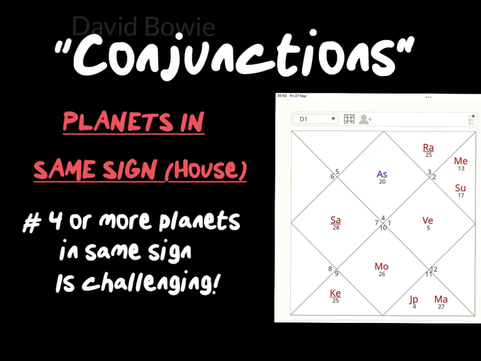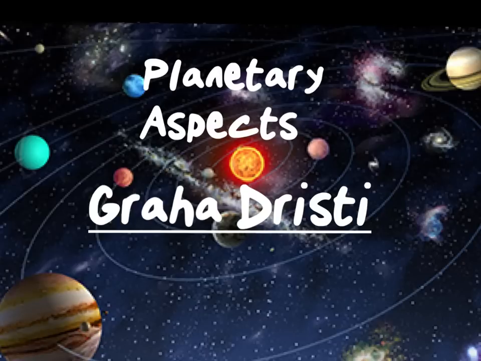And this is even if they are friendly to each other. Now, we haven't done planetary friendship yet, but we will be doing it in future videos. It doesn't really matter how friendly they are, how happy they are in the sign. 4 or more grahas in the same sign, that house, that area of the chart will become challenging. Check it out.